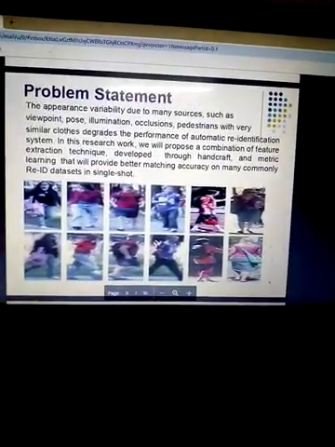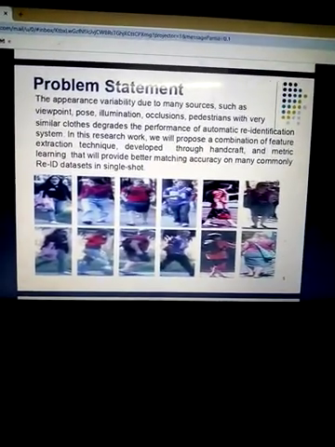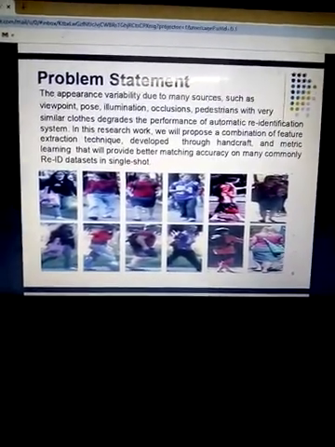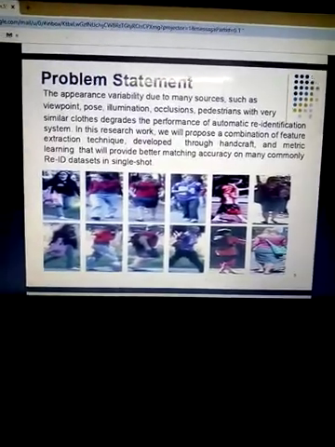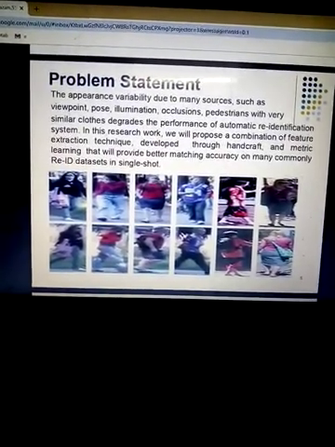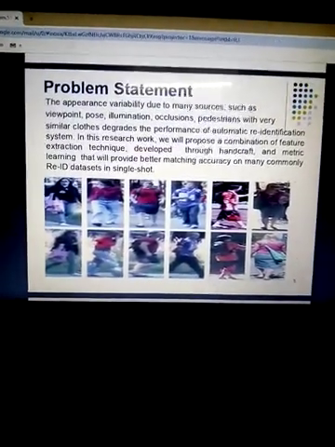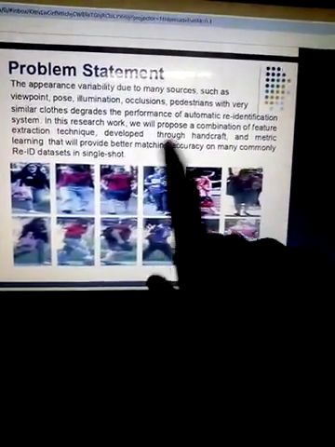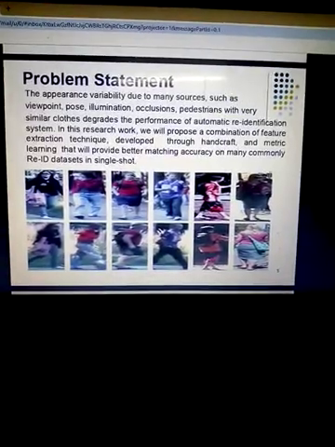Problem statement: person re-identification faces many challenges such as illumination, changes in the indoor and outdoor environment, viewpoint, pose, and clothes, as the clothes are uniform in the city and the construction site area, so it is difficult to identify the individual from multiple camera views. To overcome this problem, we choose the best combination of the feature extraction technique and the metric learning technique through the handcrafted approach, so that it provides better matching accuracy.